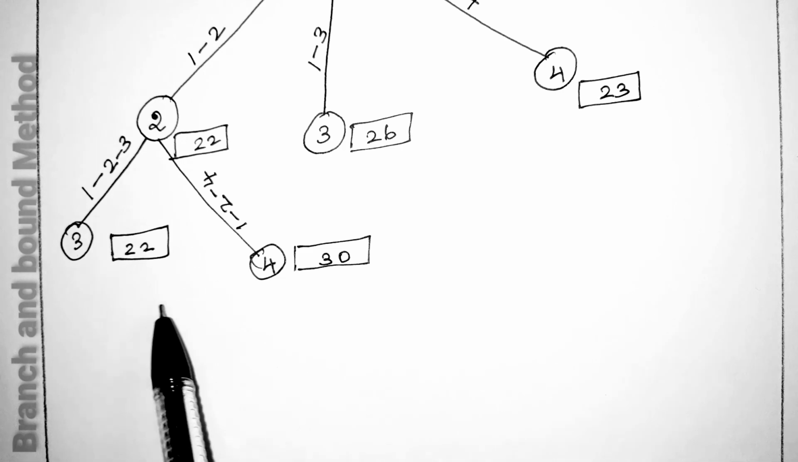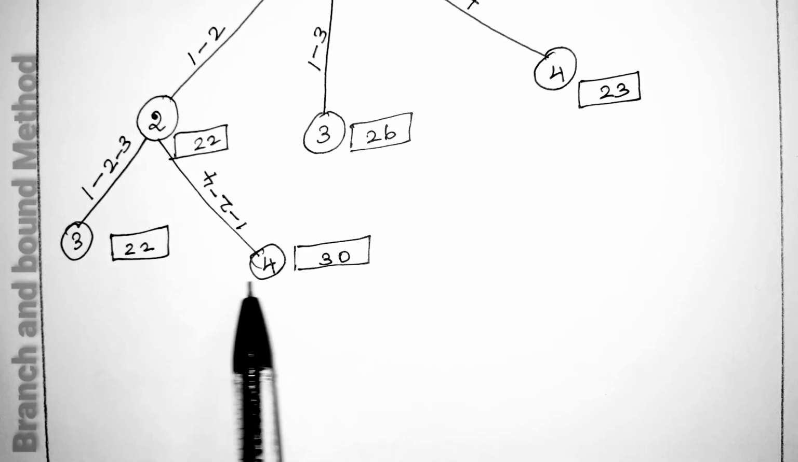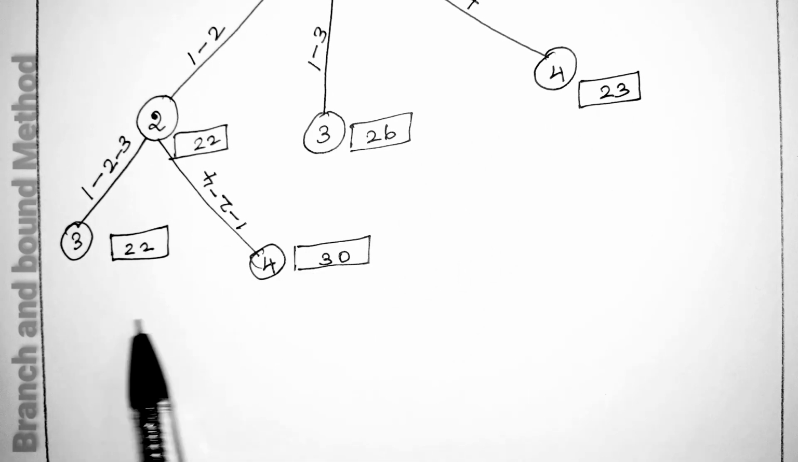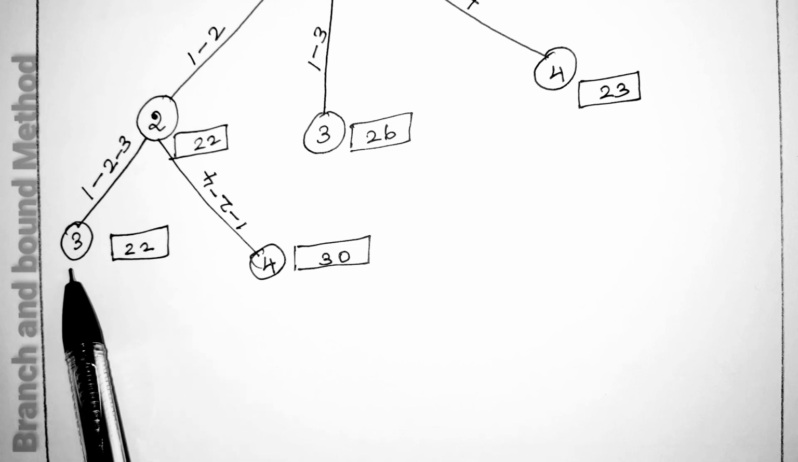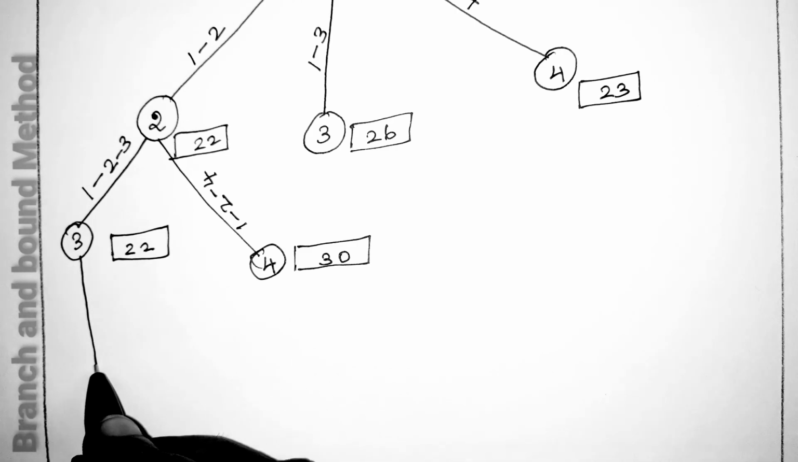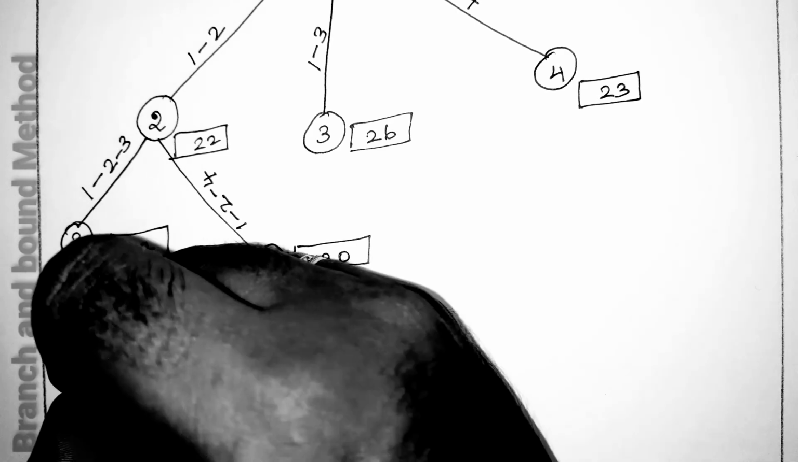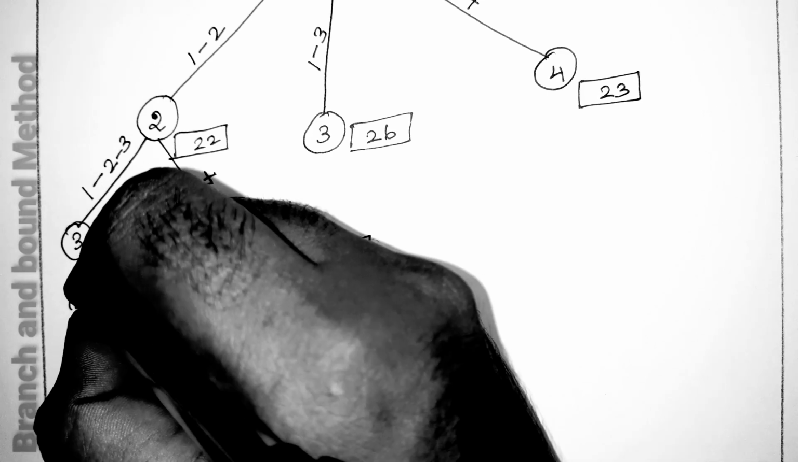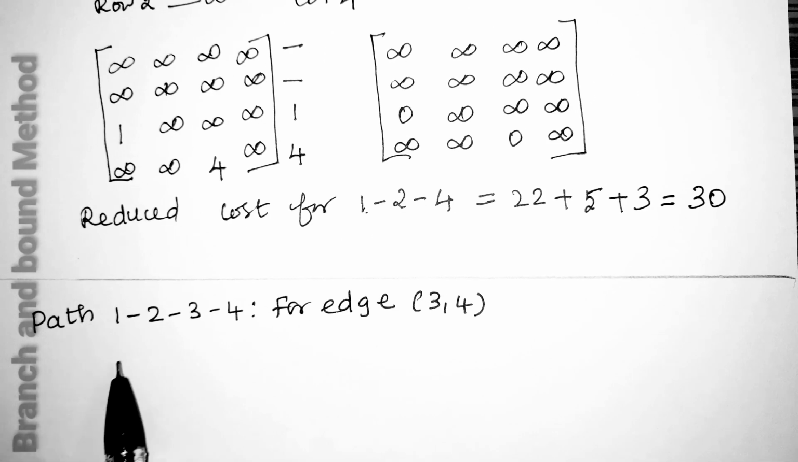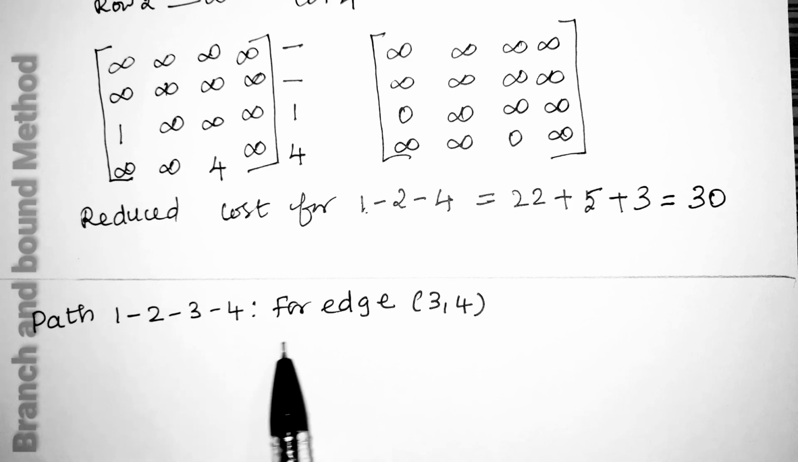Now from the nodes, node 3 value is 22, node 4 is 30, node 3 is 26 and node 4 is 23. From these 4 values, the least value is 22. So the only possibility is to expand 3. For this path, the only possibility is 4. You have to expand 4. This is 1 to 2, 2 to 3, 3 to 4. You have to expand this. For this, you have to find the reduced cost, the reduced cost for the path 1 to 2, 2 to 3, 3 to 4 for the edge 3, 4.